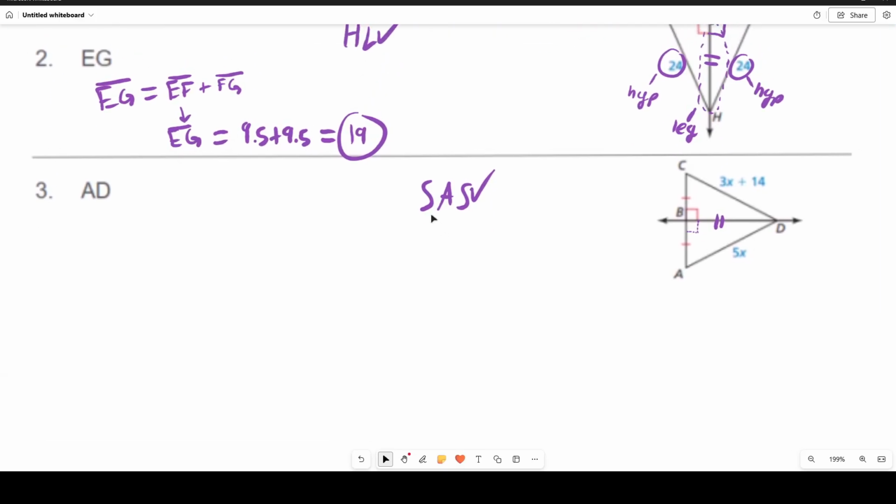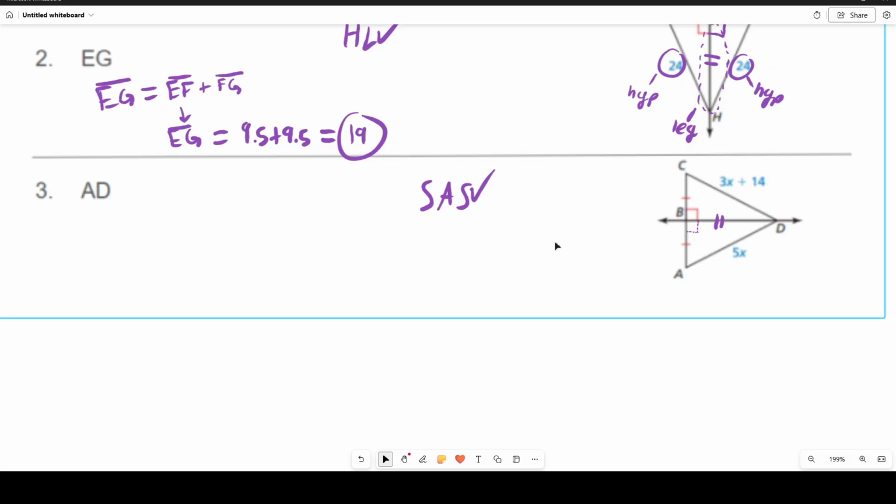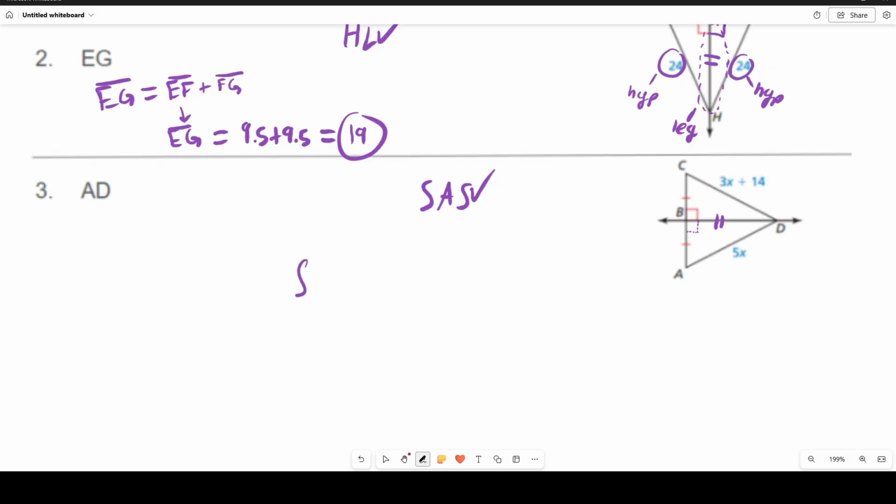Well, if they match each other by side angle side, we can set the corresponding parts equal. Let's look at AD. AD is right here. It's the hypotenuse of the triangle. Well, let's find the other hypotenuse of the triangle. It's right here. It's CD. So that means CD is congruent to AD. And then substituting in the values, we have 3x plus 14 is equal to 5x.